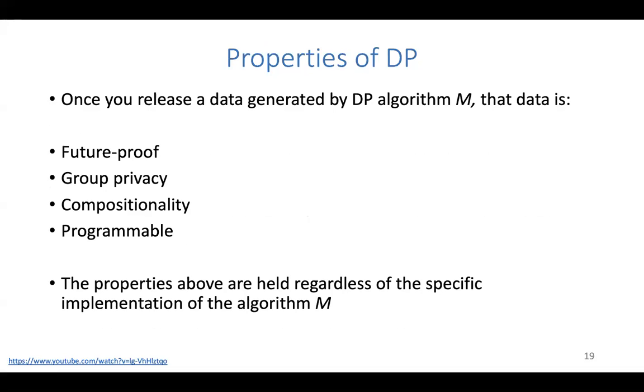The advantage or the power of differential privacy is that all these properties, future proof or post-processing proof, group privacy, compositionality, programmability, hold regardless of the specific implementation of the algorithm M. It doesn't really matter how you implement the algorithm M, as long as M is guaranteed to provide epsilon differential privacy, then all these properties come along with algorithm M. So it's a very general property.